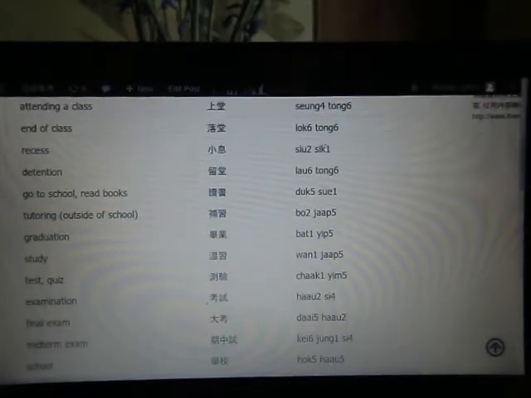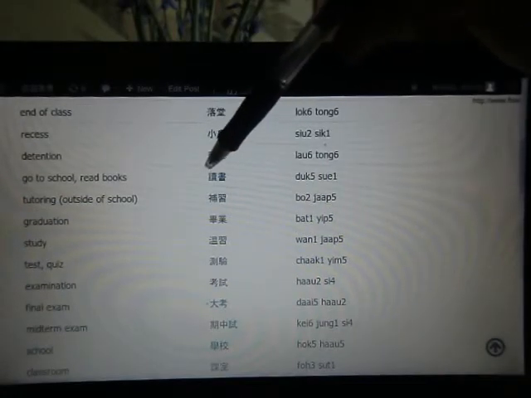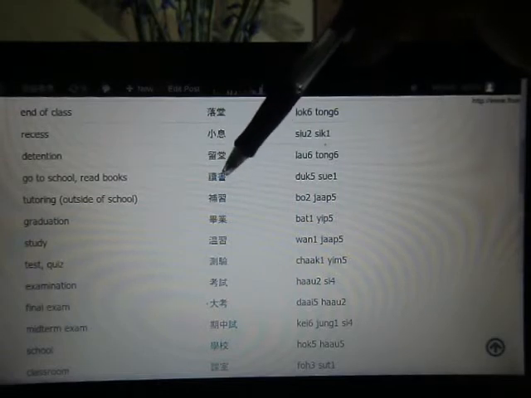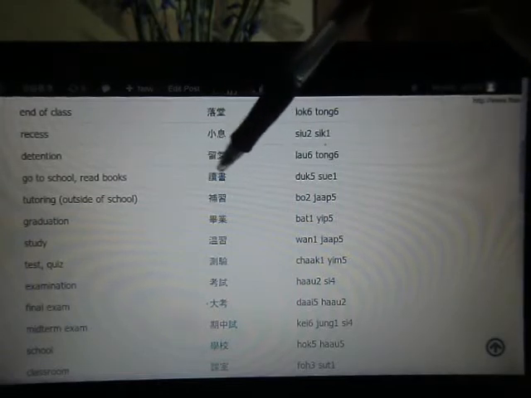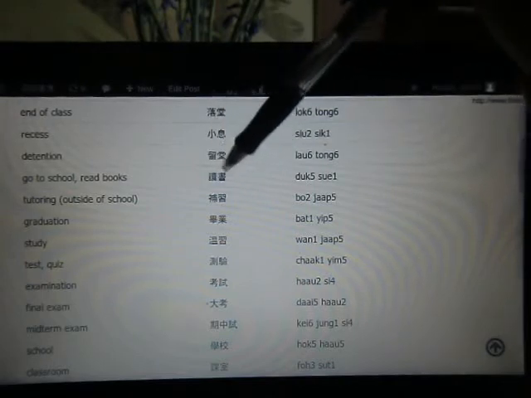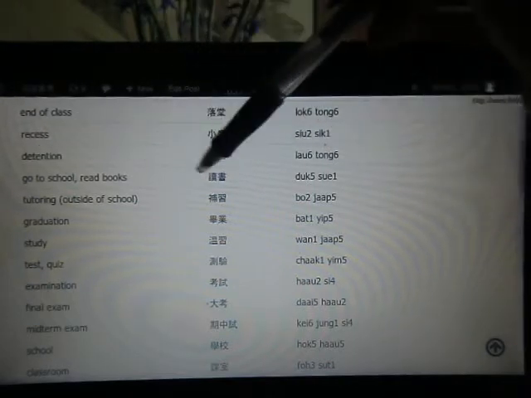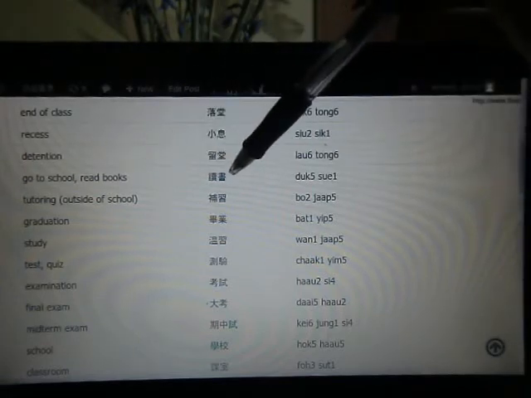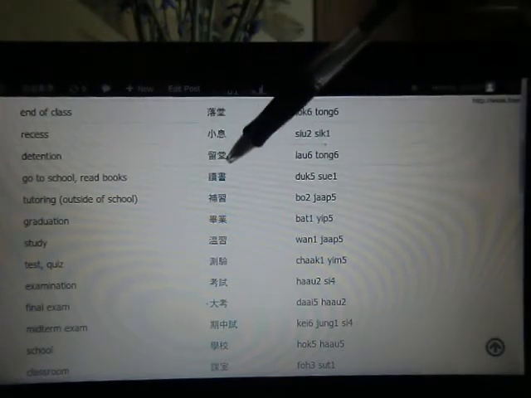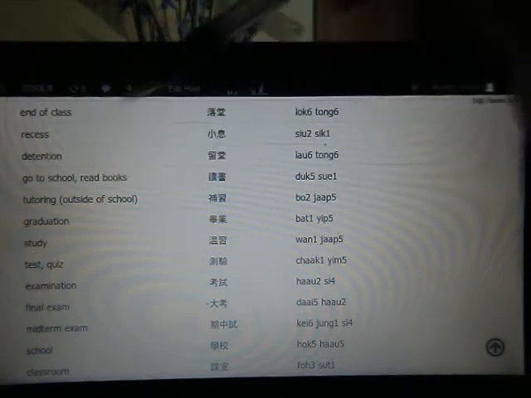留堂. And then 讀書. 讀 actually means read. 書 means a book. So literally it means to read books. But sometimes we can use 讀書 as go to school. So instead of just saying 返學, we can also say 讀書, go to school.